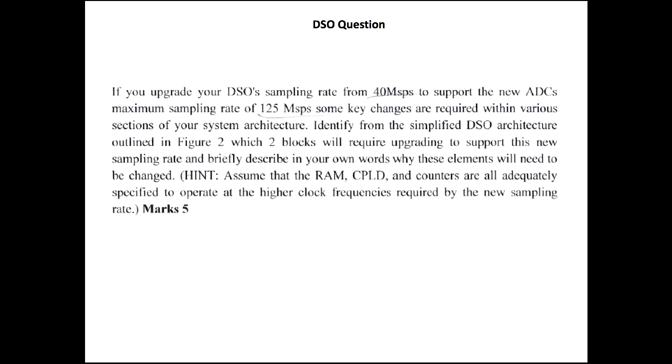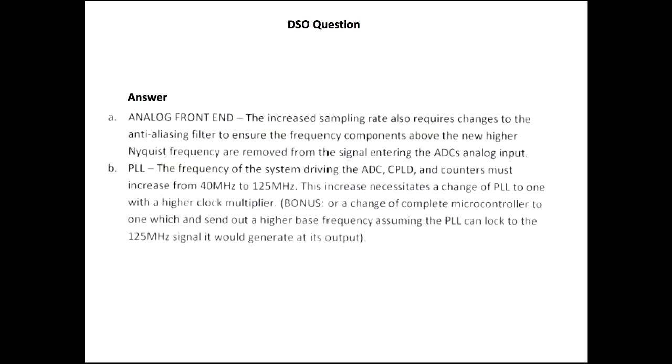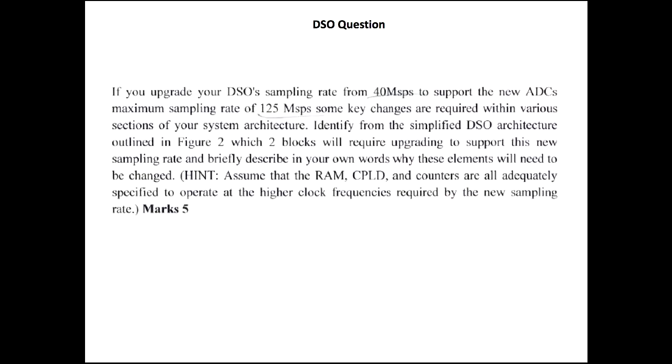Yeah, so the anti-aliasing filter is one important part. And then the analog front end. The increased sampling rate also requires changes to the anti-aliasing filter, because that is an important thing to suppress the noise, to ensure the frequency components above the new higher Nyquist frequency are removed from the signal entering the ADC's analog input. So that's the reason you have to read the question carefully.